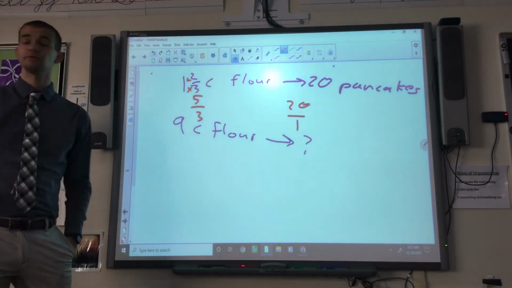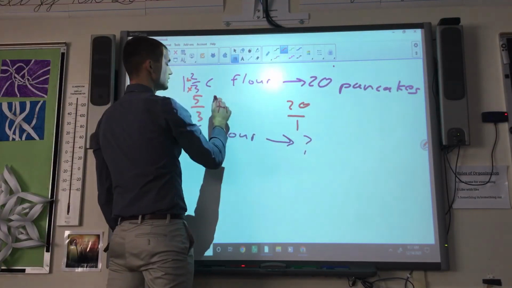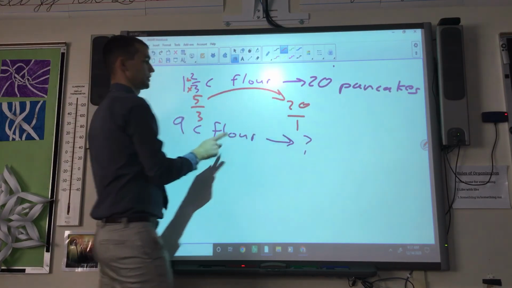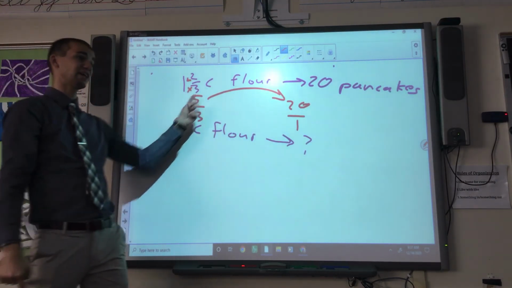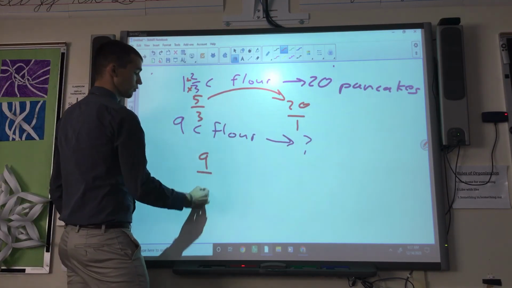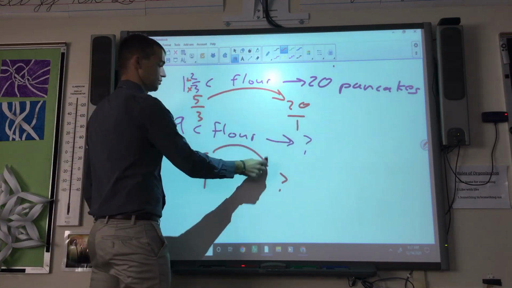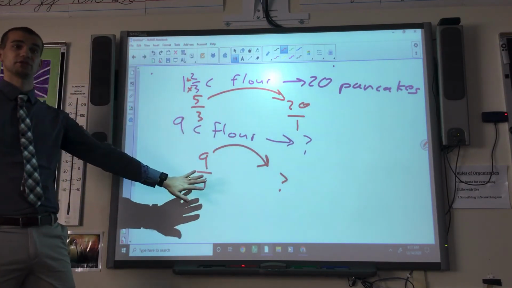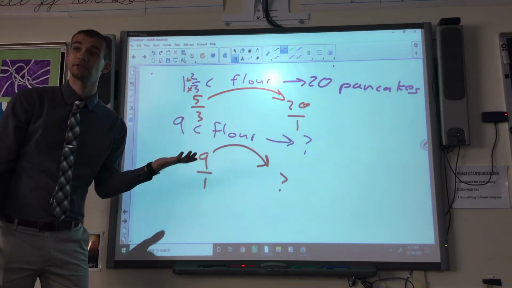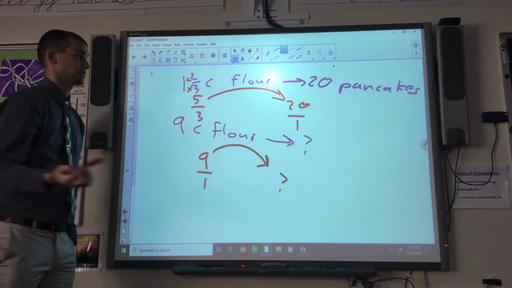I would want to be thinking to myself, what do I have to do to get from here over to here? Because whatever that change is, that's going to be the same change from 9 over 1 to whatever I get over here. Now, I don't even know what the question is asking at this point. Maybe that's the wrong thing to do, but let's see where that takes us.